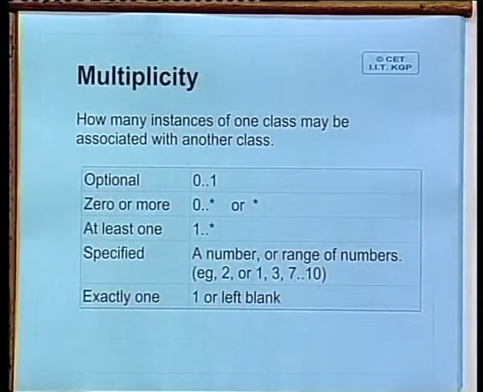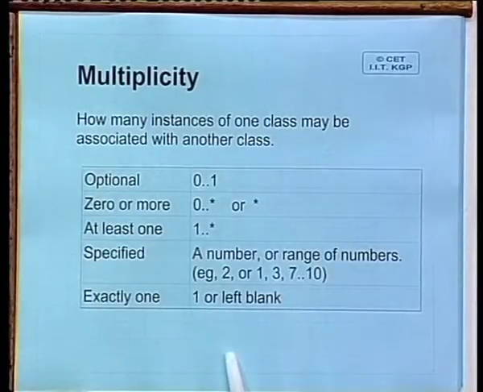Suppose a given committee is constituted of 7 members. Whenever this steering committee is formed, it must have 7 members. It is not any number, so the steering committee cannot have any number of members other than 7. It will have exactly 7 members, exactly 1. So we can just write 1 or we can leave it blank. These are what is known as multiplicity.